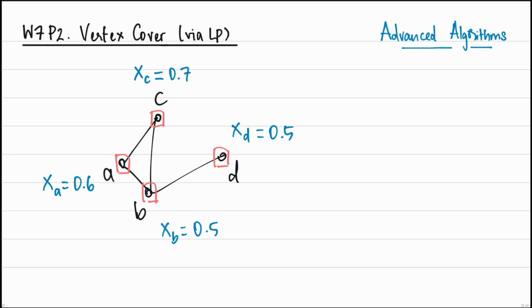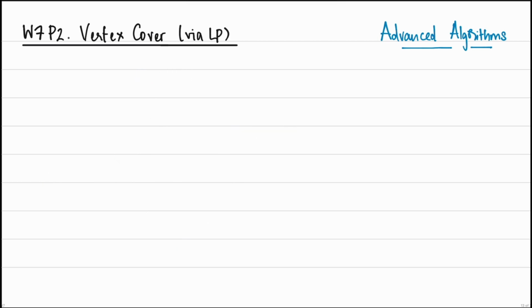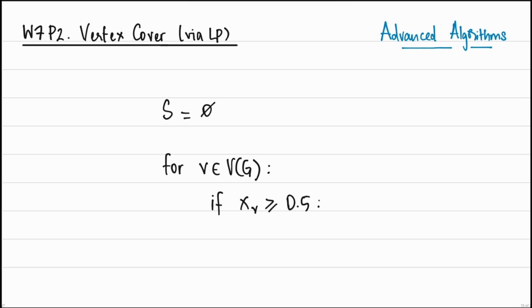Alright, so first let me try to convince you that whatever we pick up will actually be a valid vertex cover. So just so that we are on the same page, our approximation algorithm is the following. We are going to use S to denote our solution. To begin with, it's empty. And then for each vertex in the vertex set, we're going to say if xv has a value that's at least half, then include the vertex v in the solution, right? So that's our threshold and round approach, right? Now, I claim that S is a vertex cover.